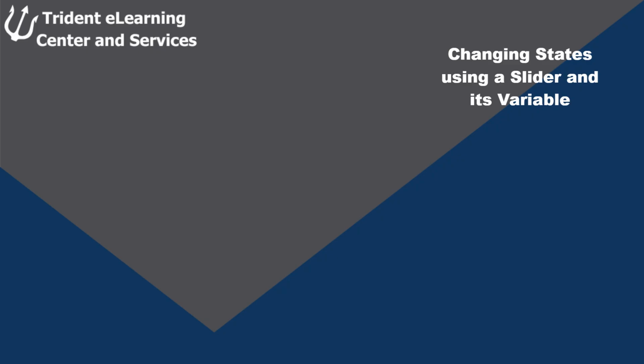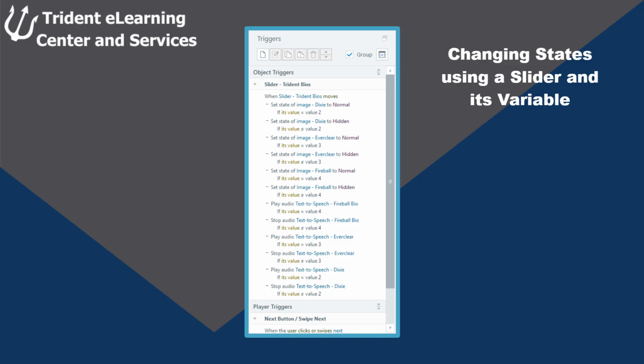With those two triggers created, we verify the logic before duplicating the pattern for the others. It's much easier to catch a mistake right after building a trigger than after programming the entire slide. This quick test-as-you-go approach applies to every trigger we build. Small checks now prevent big headaches later. We finish by recreating the same triggers for Everclear's and Fireball's pictures, along with play and stop media triggers to hear their bios.